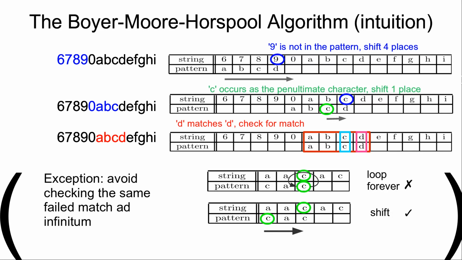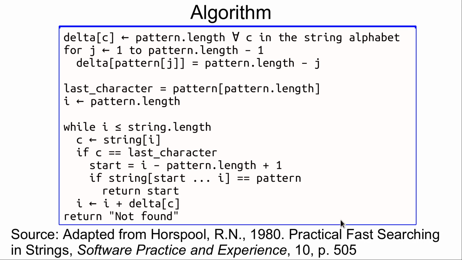So here we ignore the final C in the pattern and instead look at the C before that when realigning it. So here's the algorithm in pseudocode.